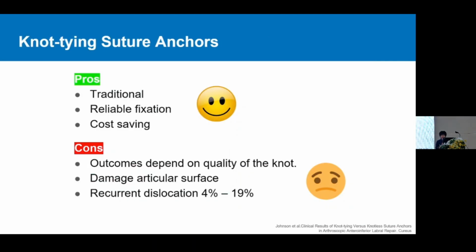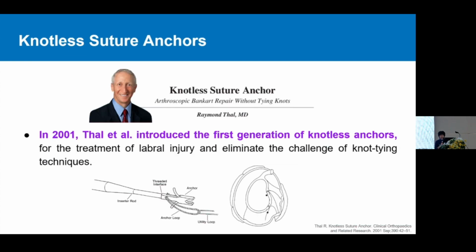The pros of knot tying suture anchors are traditional technique, reliable fixation, and cost-saving procedure. But the cons include that the outcomes of the repair depend on the quality of the knot. It can damage the articular surface of the humeral head, and the recurrent dislocation rate is 4-19% in some literature. So in 2001, Dr. Tall introduced the first generation of knotless suture anchors for treatment of labral injury, which can resolve the problems of knot tying suture anchors.